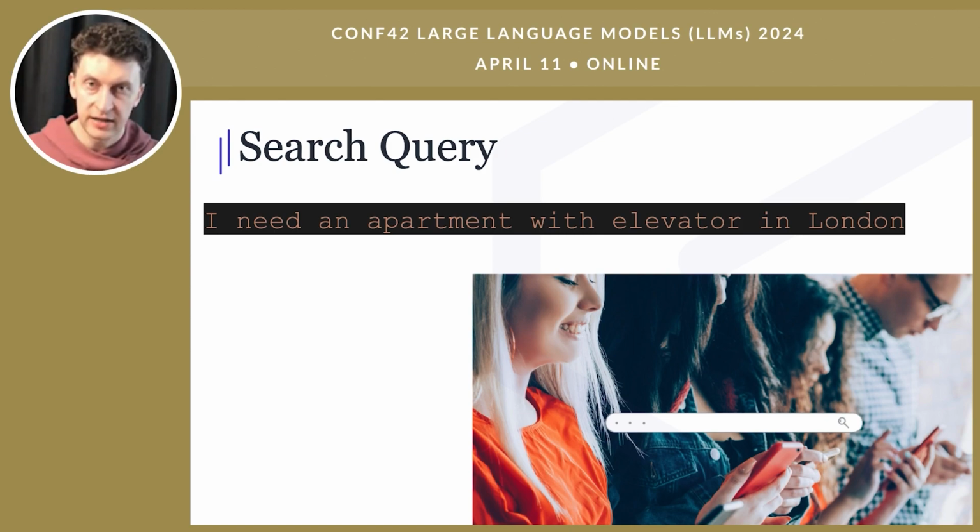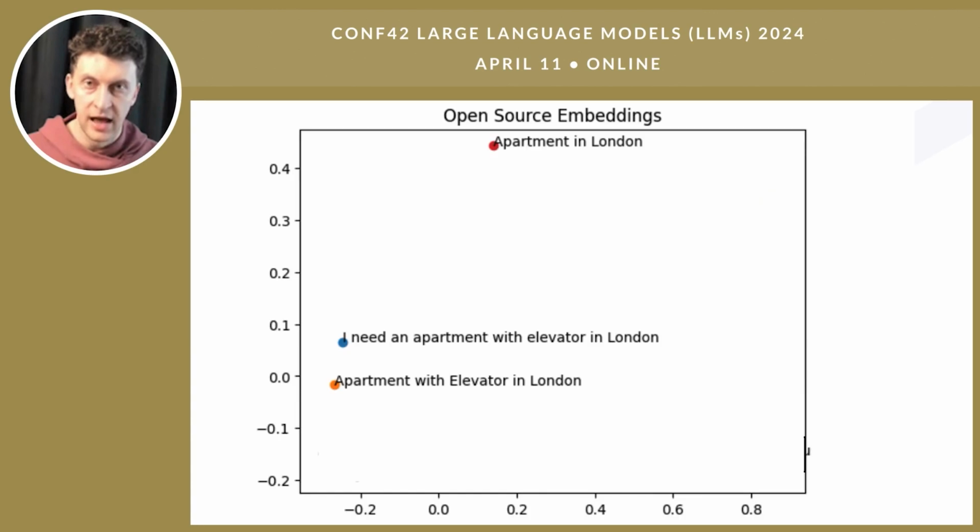How do we use vector databases for our "I need an apartment with elevator in London" query? If we have our apartment descriptions in the vector database, what we could do is check if the vector representing our query is close to any of our property descriptions. And what we hope for is that the "I need an apartment with elevator in London" vector will be close to a description "apartment with elevator in London", and not that close to a description "apartment in London".